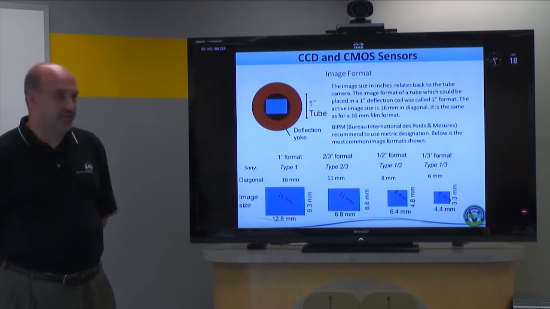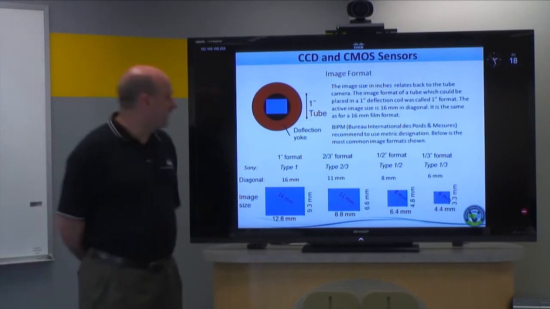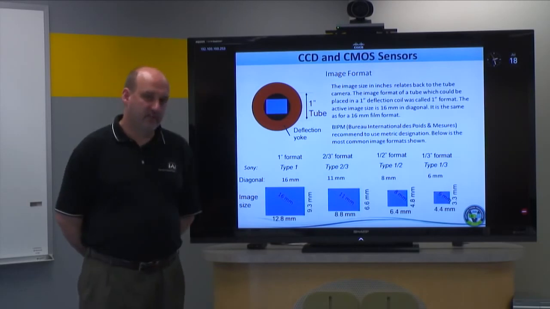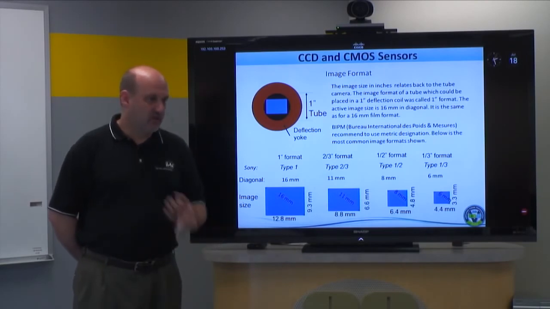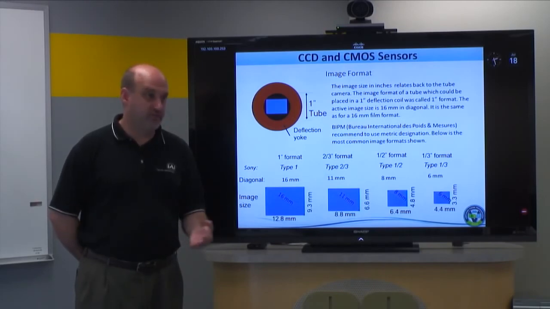I told you several things came back to the old days of TV, and this image format is one of the things that we get a lot of questions on. And the truth is, it comes back to the old days of TV. A lot of people are confused by the fact that optically, whether we're talking to the optics people about lenses or whether we're talking to the camera people about the optical format of the sensor in the camera, a 1-inch sensor has no bearing to 1 inch in physical size, and a 1/2-inch sensor has no bearing to 1/2 inch in physical size.